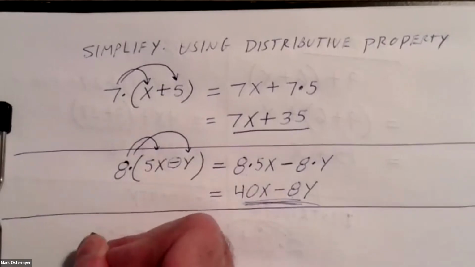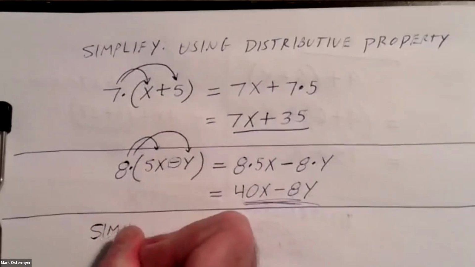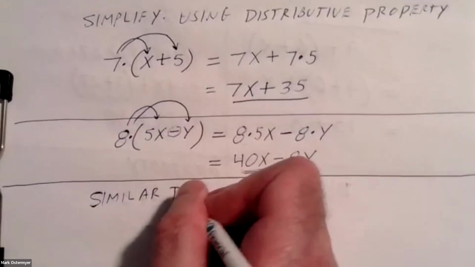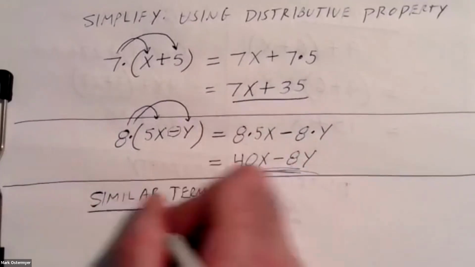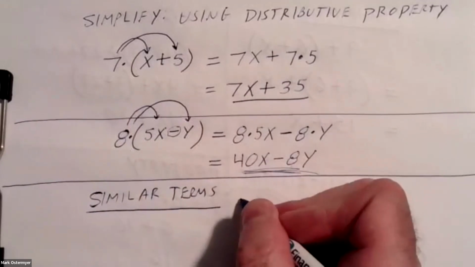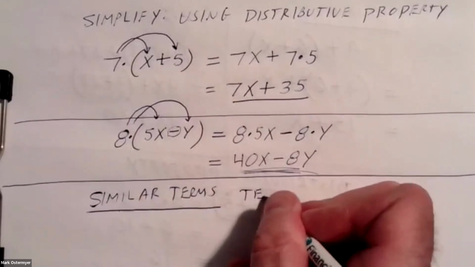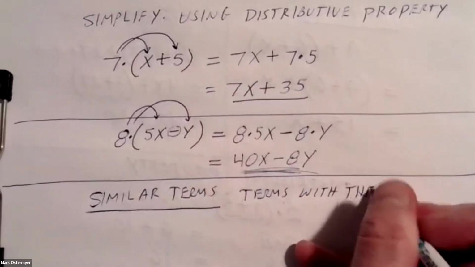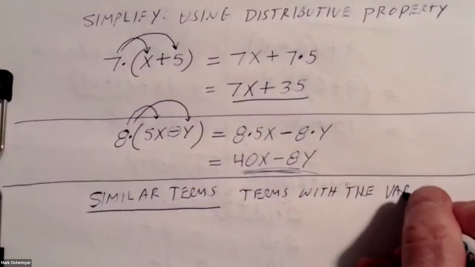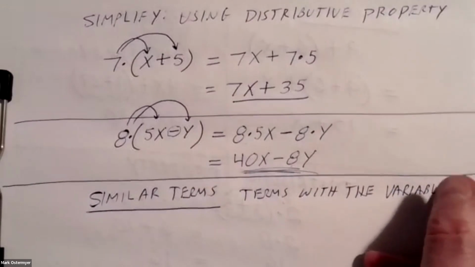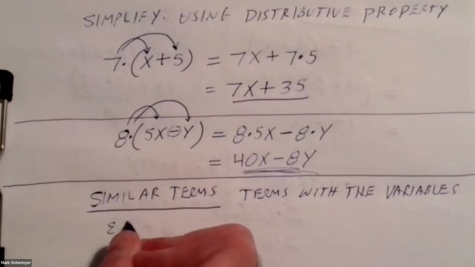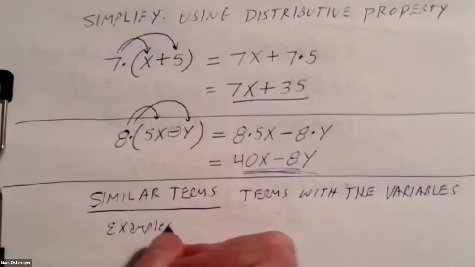All right. Now, what are similar terms? I've been throwing those words out here loosely. I think we need to formally define what similar terms are. Similar terms in algebra, ladies and gentlemen, are terms with the same variables. Terms that have the same variables are called similar terms. Let me give you some examples.